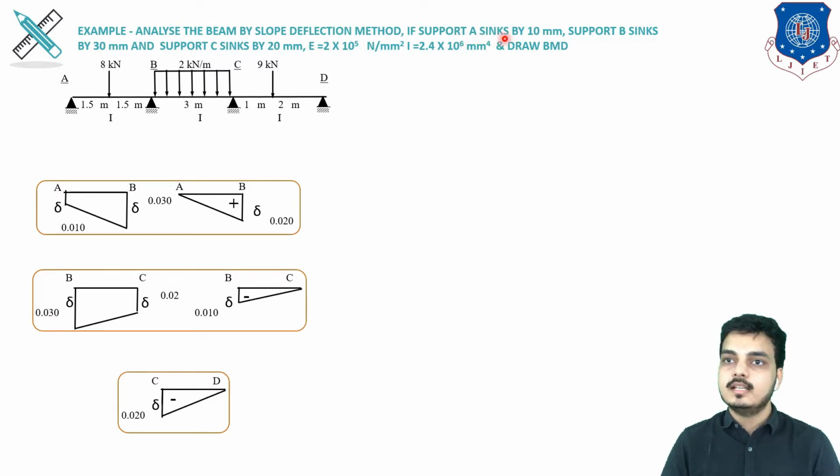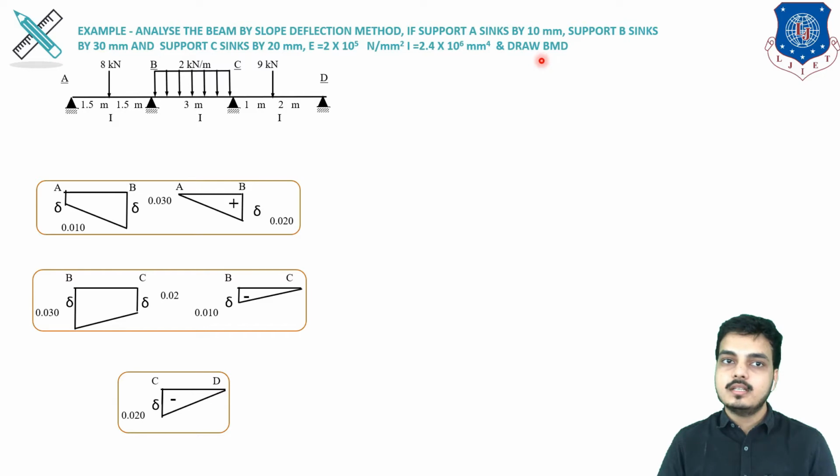If support A sinks by 10 mm, support B sinks by 30 mm, and support C sinks by 20 mm. The value of E is given as 2 cross 10 raised to 5 Newton per mm square, and I equals 2.4 cross 10 raised to 6 mm raised to 4 is given. And here we are asked to draw a bending moment diagram.